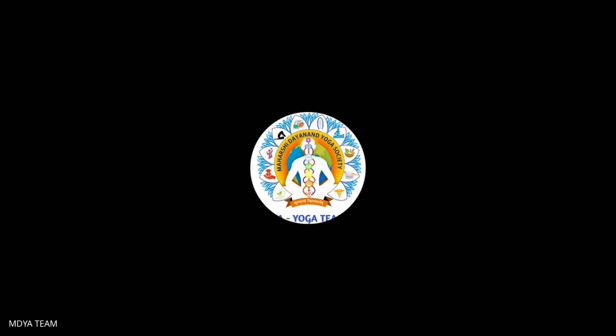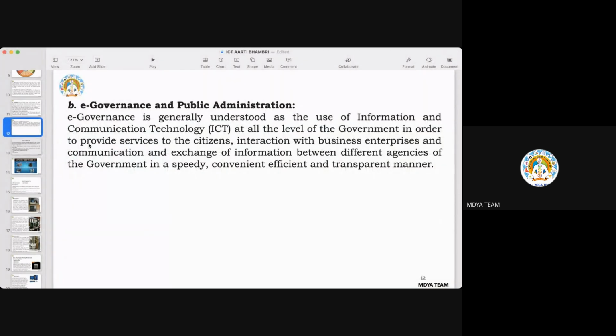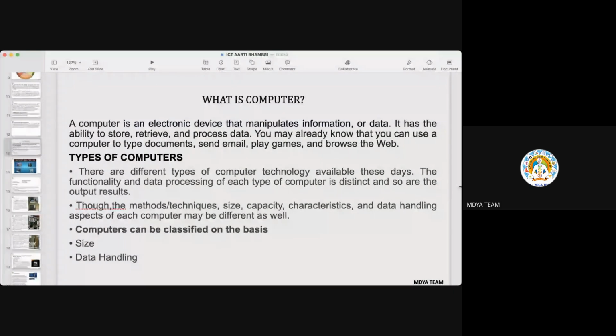So I'm just sharing my screen. Let me know whether it's visible to you. Okay. So everyone can see? Yes, ma'am. Okay. My voice is clear, right? Hello? Yes, ma'am, you're clear.